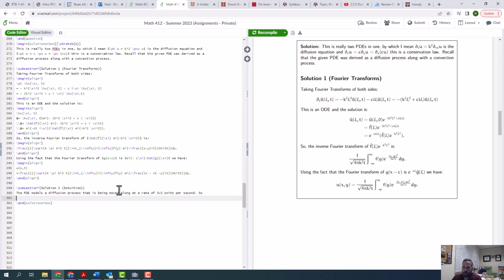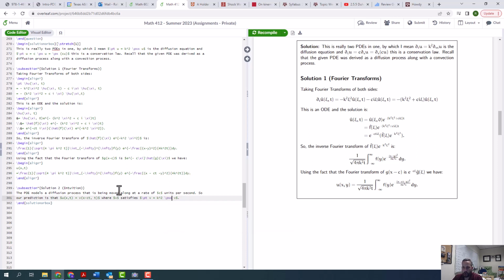Okay, so our prediction is that u of x,t is going to be equal to the solution to the normal diffusion equation, but just shifted to the right ct units. So it's going to be v of x minus ct, comma t, where v is just the solution to the normal diffusion equation. So where v satisfies k squared partial xx v.